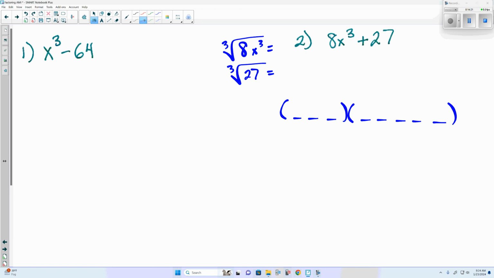Now at this point here, we can plug these into the calculator. The cubed root of 8x cubed, well, cubed root of 8 is 2. Cubed root of x to the third is x. Now we can plug the cubed root of 8 in the calculator. It will do that just fine. We can't plug the cubed root of x to the third because, again, both calculators need a value for x. Cubed root of 27 is 3. So what that tells us is that there is a sum of 2 cubes.